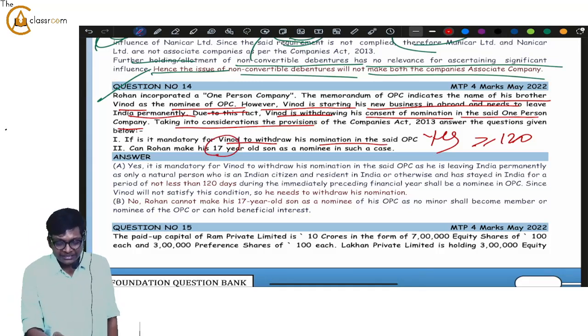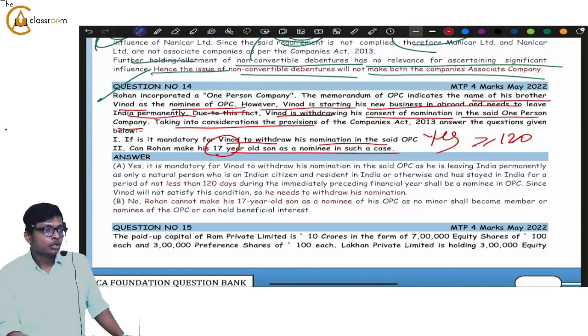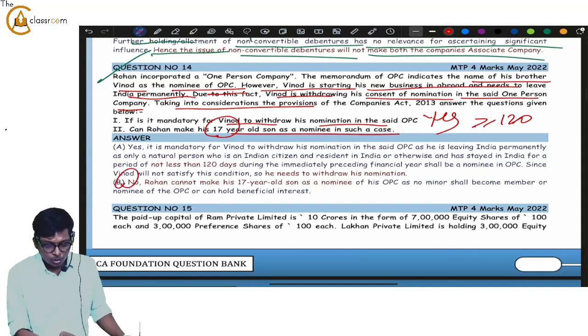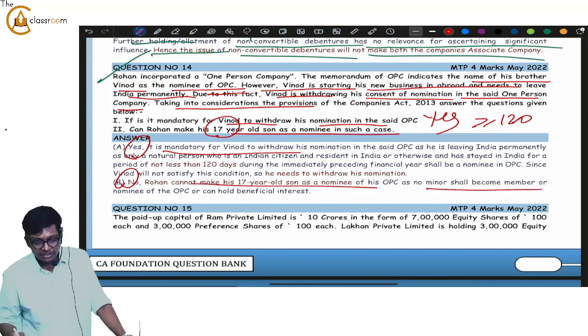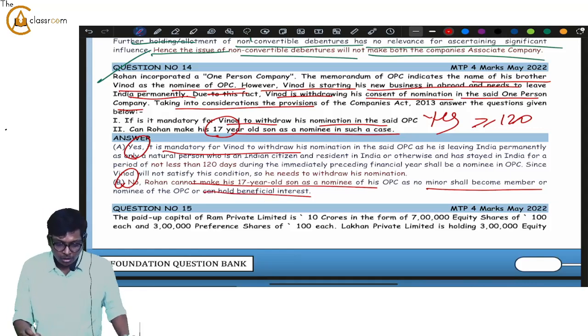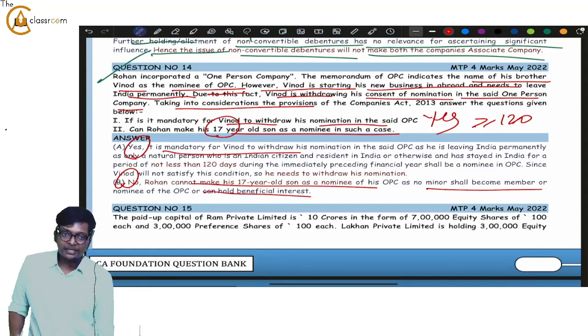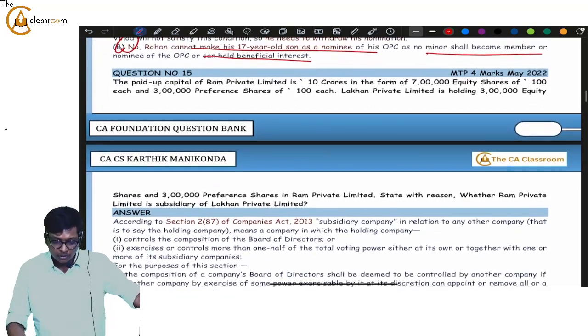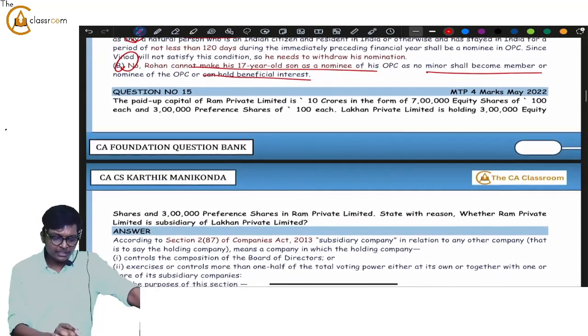Can Rohan, a 17-year-old, be nominee? No. A nominee has to be a major because you are entering into a contract. So the answer is no. Yes, it's mandatory for him to withdraw. A 17-year-old cannot be a nominee. A minor cannot become a member or nominee. Are you following, guys?